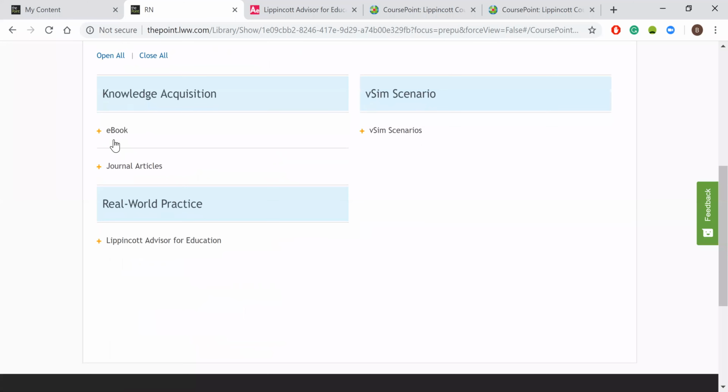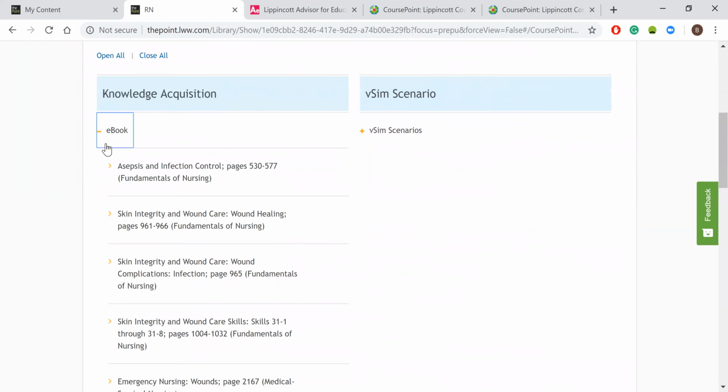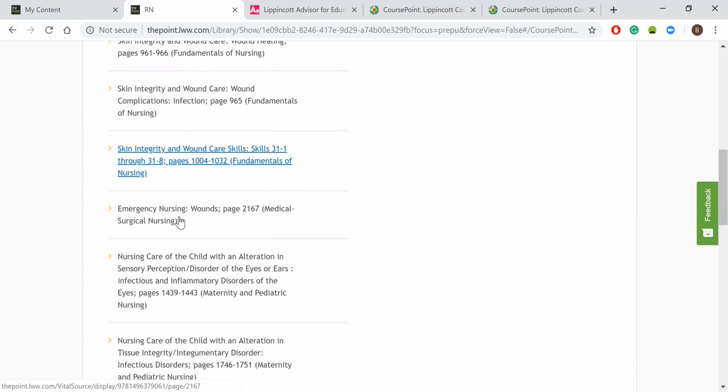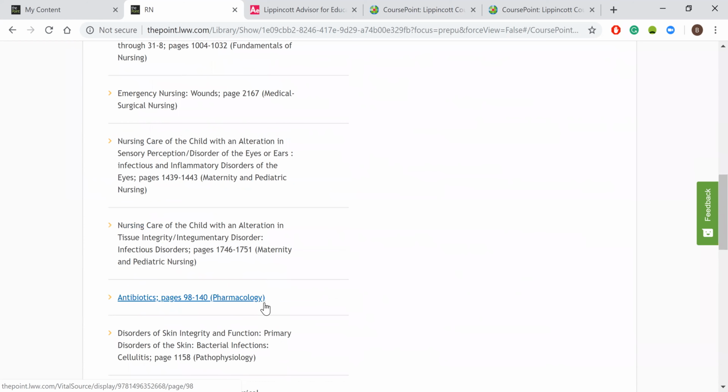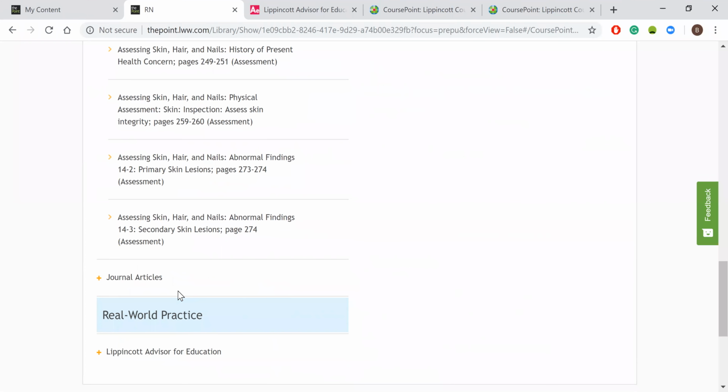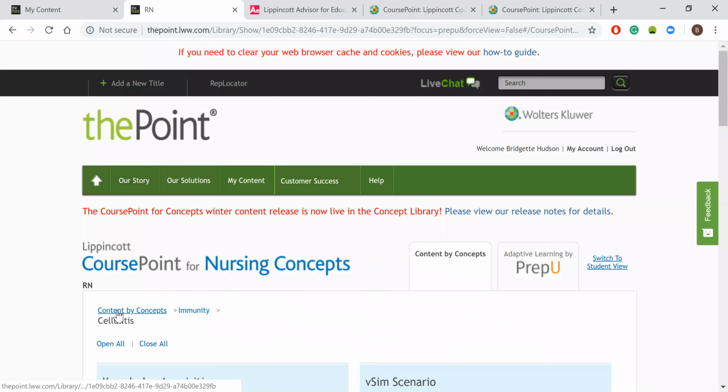Cellulitis, you go to the ebook. Again, it talks about skin wound care, the integrity, and they're actually pulling things from the fundamentals book. So it's not all in Brunner. Then they pull some things for pediatric or from the Reese book, your patho book, antibiotics from pharmacology. So, look at that material.